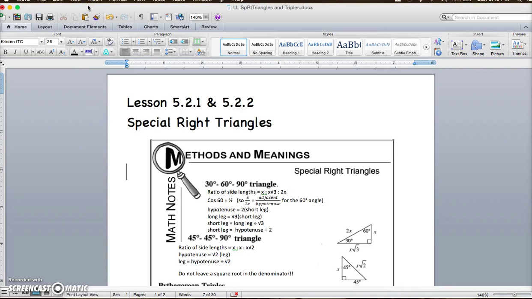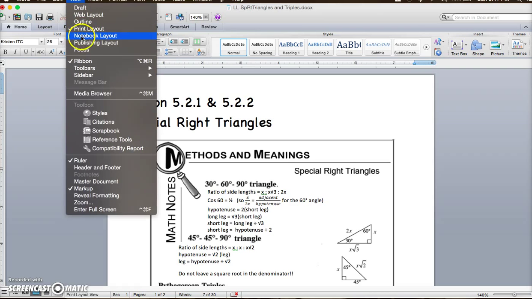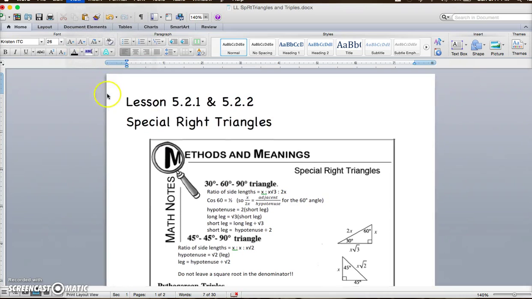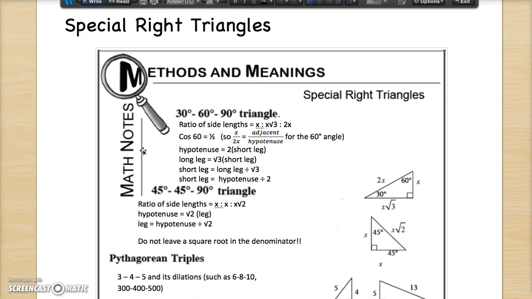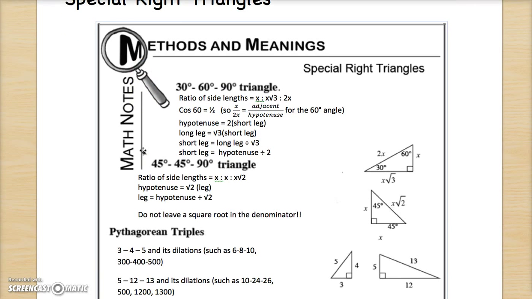Alright, everybody needs to get their learning log out, and you should have a yellow sheet of paper, or it may be green, with this box for your learning log for special right triangles and Pythagorean triples. Okay, and for the special right triangles, we're going to write down the rules.